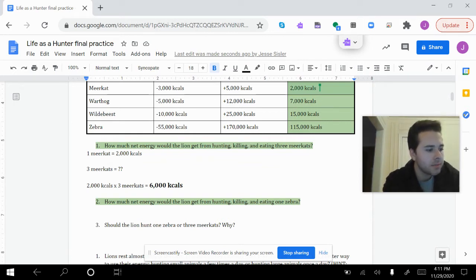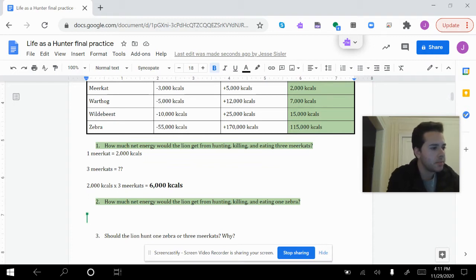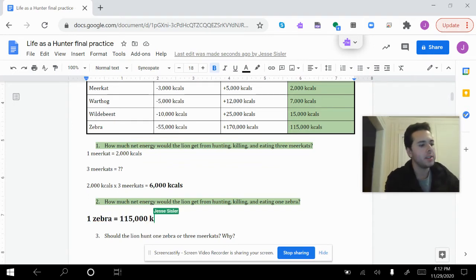And the answer, all we have to do is look at our zebra column and then look over to our net energy column to see that our answer is going to be, and again, I'll make it bold, one zebra equals 115,000 kcals. And again, I got that from up here. Okay.